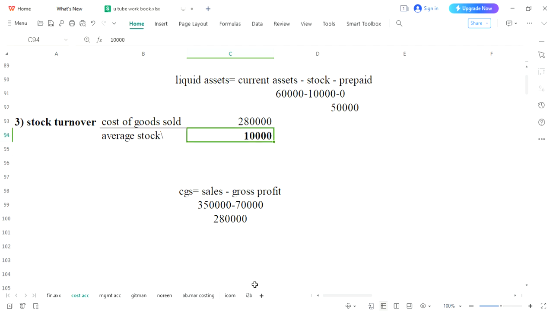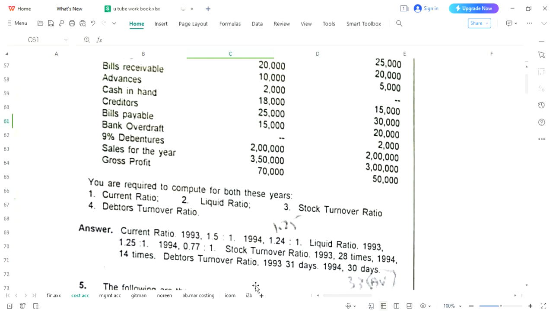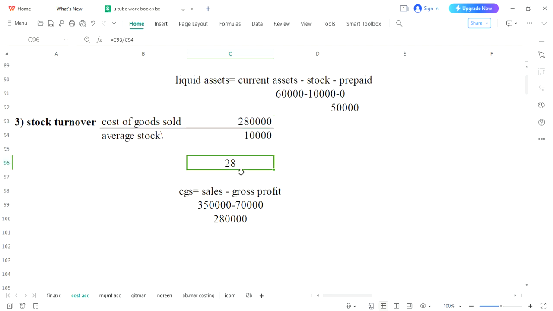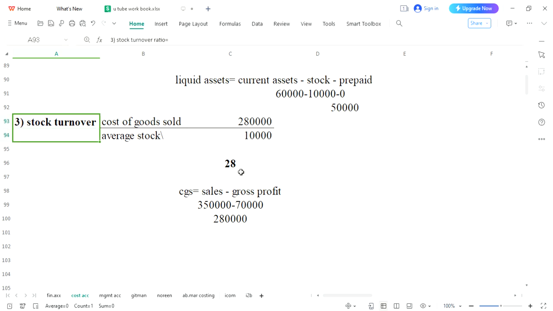So guys, the formula is completed. We will divide cost of goods sold, which was 2,80,000, by average stock, which is 10,000. So we have got our answer 28. So let's see stock turnover. This is stock turnover and your answer is 28 times. Our answer is also 28. In this way, the stock turnover ratio is also completed.